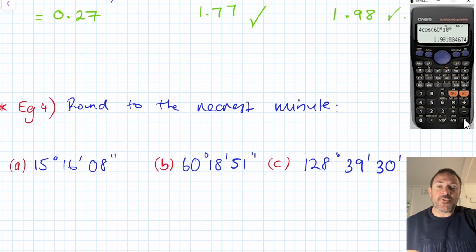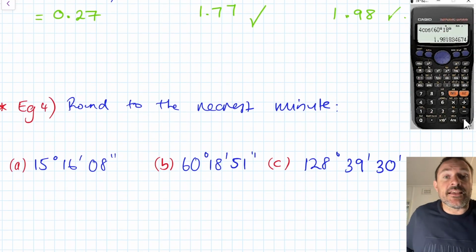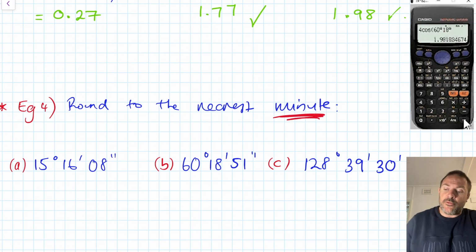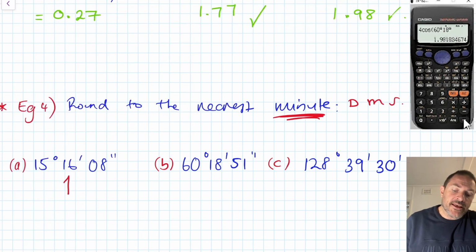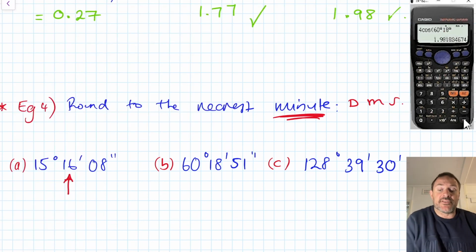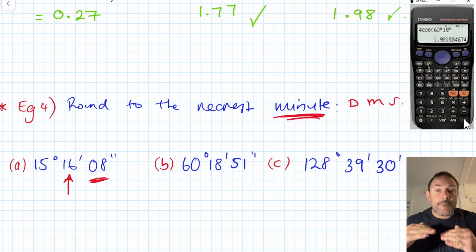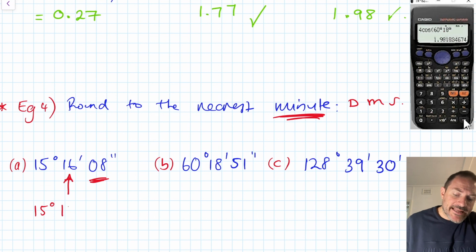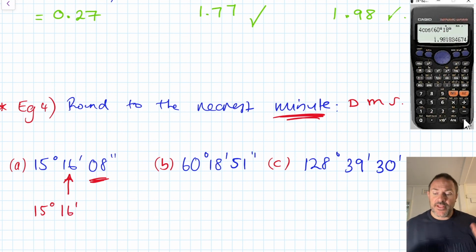And the last one, I don't need my calculator for these. This is just seeing if you can understand the rounding part. So round to the nearest minute. Now remember, this is in degrees, minutes, and seconds. So I'm rounding the 16 to either 16 or 17. The 8 is below 30 seconds. Above 30 seconds, the minutes will go up. Likewise, 30 as well will go up. So this will just be 15 degrees and 16 minutes. Job done. The next one, I'm rounding the 18.